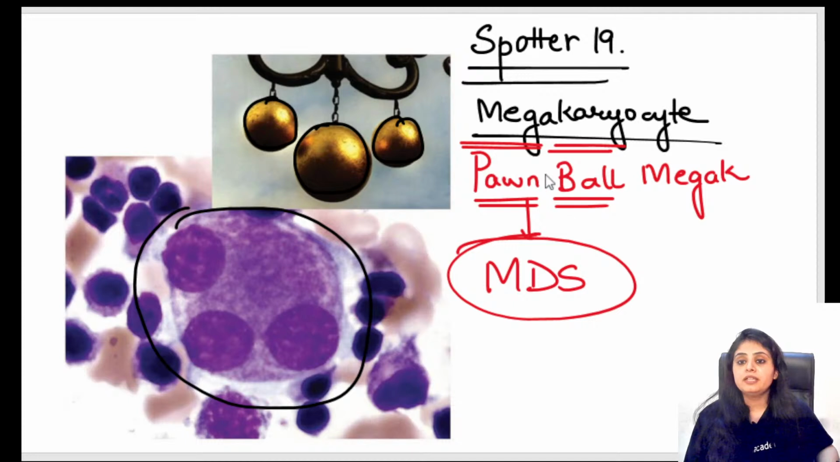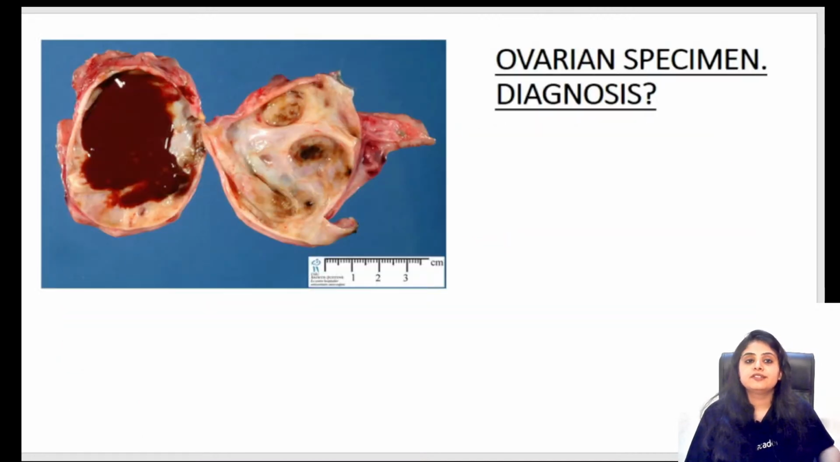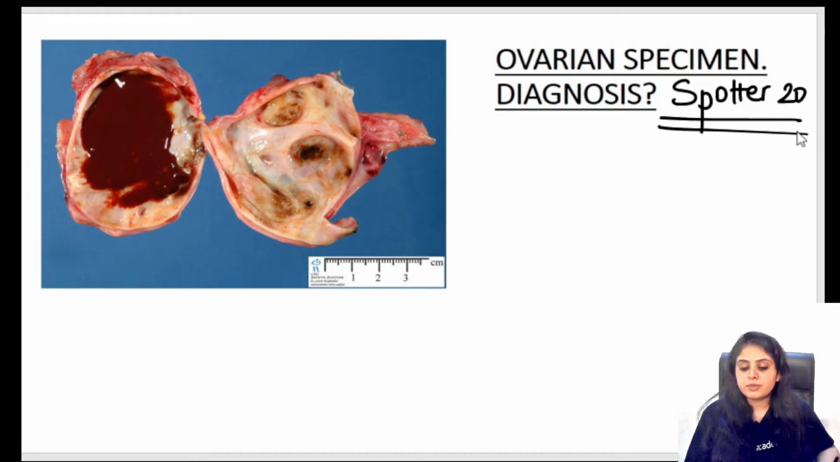that kind of a shop in UK especially. How do you identify that shop from a distance, that okay, this is the shop where I can keep my gold and get some money? It will have these 3 balls hanging outside. So if you see this pawn ball sign, you know that it's a barter shop that they've put up over there. So the megakaryocyte has started looking exactly like that, and that is why they've called it a pawn ball megakaryocyte. Spotter 19 done. Spotter 20 is for our new kids. Ovarian specimen diagnosis. Last one for the day, then we'll call it a session. Spotter number 20.